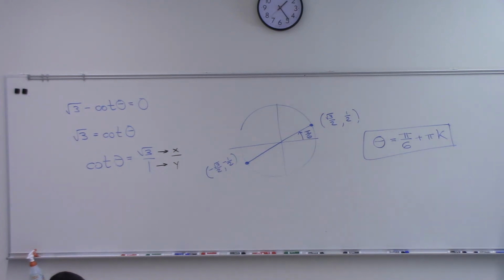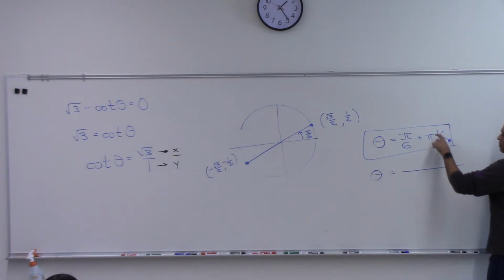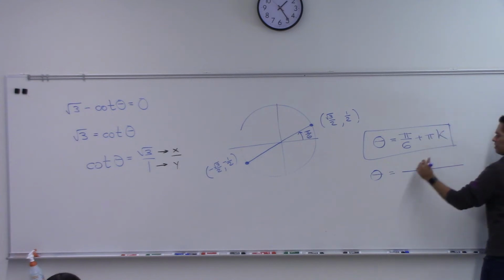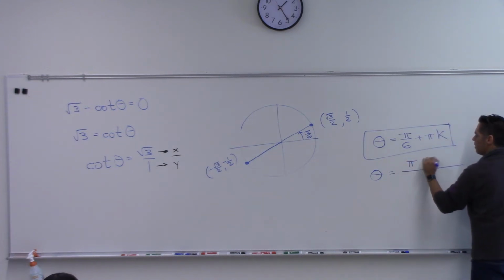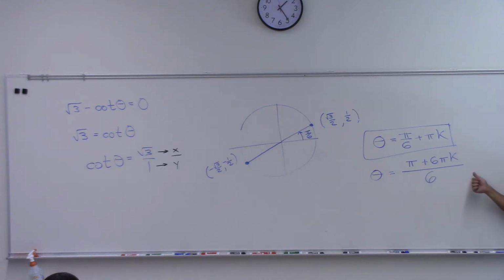You asked about it, right? Yes. So did we already resolve your question, or was it finding the answers between? Yeah. Okay, so let's get a common denominator now. So to get a common denominator, I'll multiply the top and bottom of this by 6. So I'll get pi plus 6 pi k over 6. No questions there? You're good?